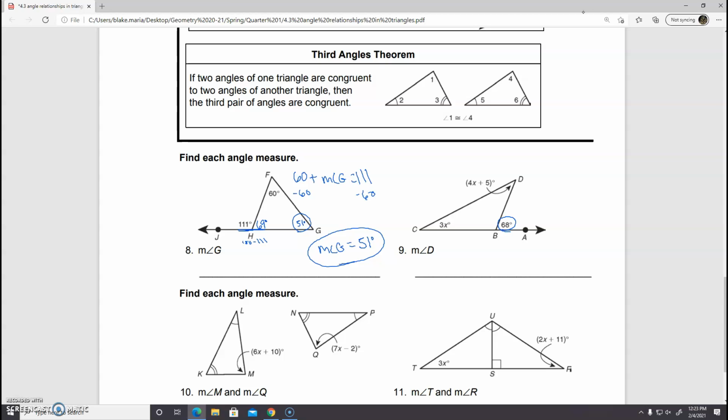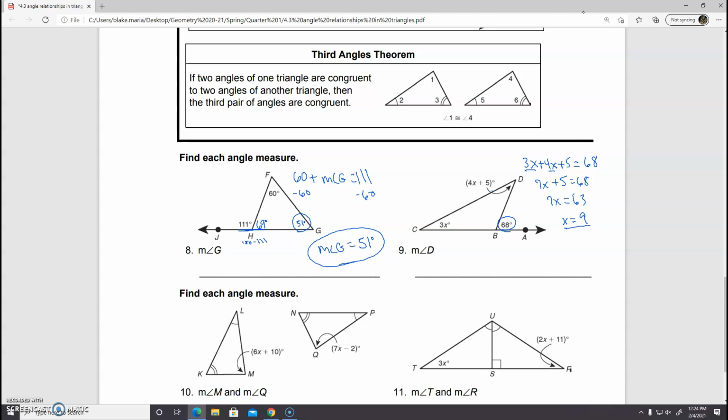So here's 68. These two angles should add up to equal 68. So 3x plus 4x plus 5, the two remote interior, should equal the exterior. We're going to combine some like terms here. 3x's and 4x's make 7x's. And we're going to subtract 5 from both sides, so 68 minus 5 gets me 63. And then we're going to divide both sides by 7, and we get x is 9.